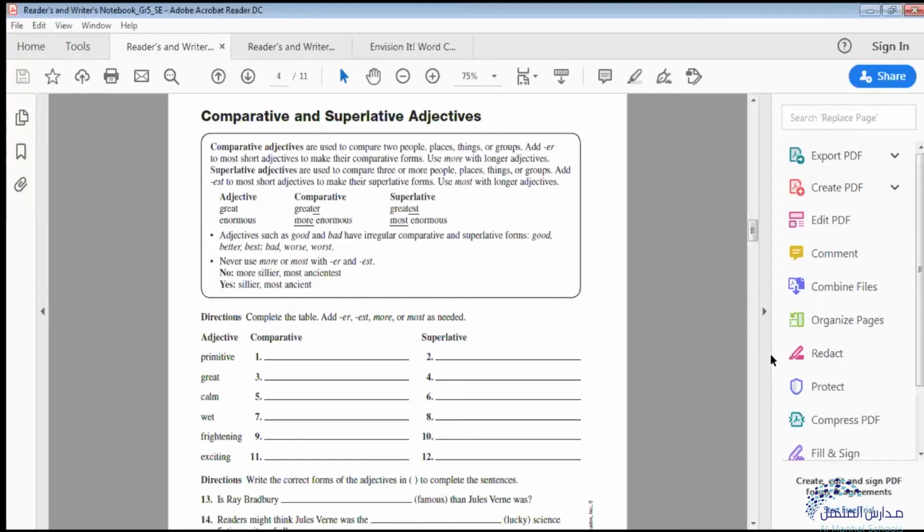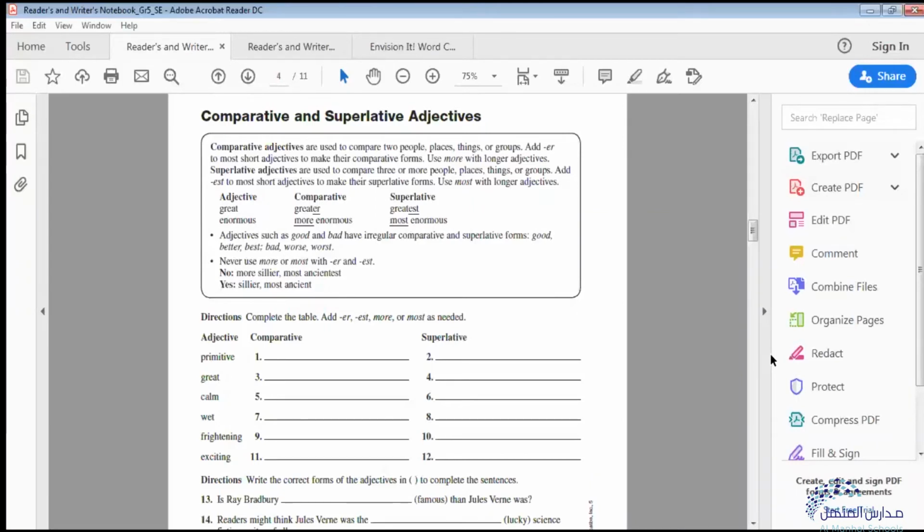Let's talk about bad. When you're comparing, you say this boy is bad. You compare another boy to him, you say he is worse, W-O-R-S-E. You compare 3 or more boys, you say this boy is the worst. Right. So don't forget the rules.